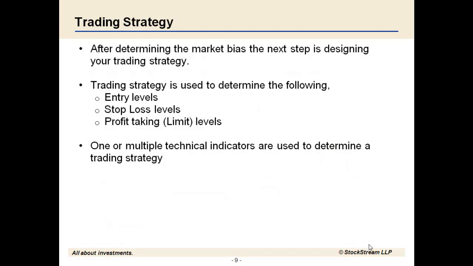Once you determine the market bias and the type of trade you are going to take, the last step involves using one or more technical indicators to determine a trading strategy. A trading strategy basically gives you three price levels: a price to enter the trade, called the entry level; a price to exit the trade if it goes against you, called the stop loss level. A stop loss is the level at which the trade setup given by the technical indicator is no longer valid. The third level is the price to book profits, called the limit.